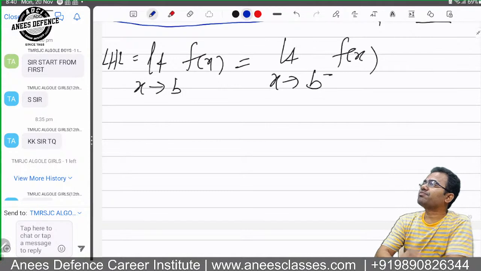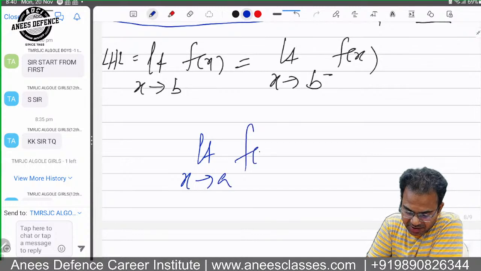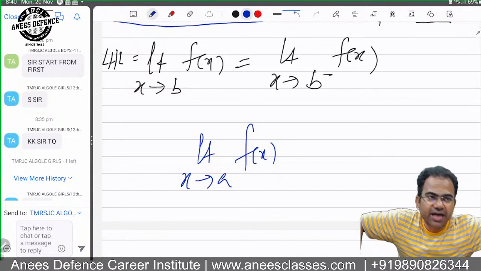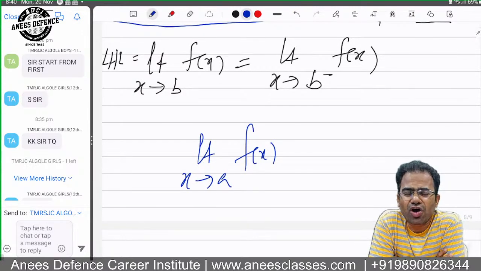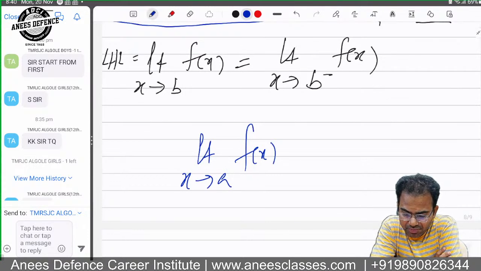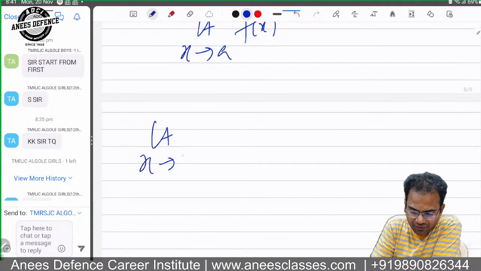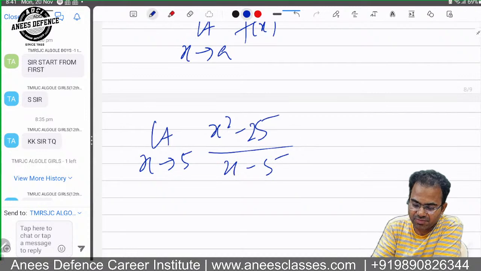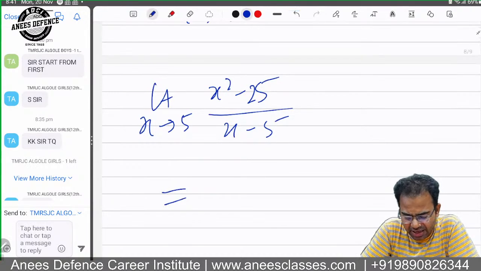Now, if we are sure that the limit exists, we can directly find limit x tends to a f of x. That means if we are sure that the limit will exist, we should not find LHL and RHL separately. We will directly find the limit. Suppose I have an earlier question, limit x tends to 5, (x square minus 25) upon (x minus 5). I know the limit of this question will exist.